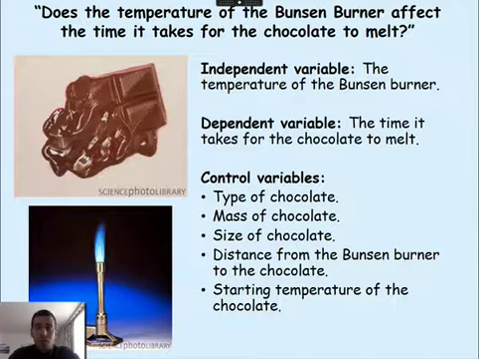Starting temperature of the chocolate. If you had it in the freezer all night, it's going to be very hard, and it's going to take more energy for it to melt than, let's say, if you left it on the windowsill on a sunny day. So the starting temperature of the chocolate will have an effect. And there could be loads more. But all of these would have to be controlled, would have to be kept the same when you are changing the temperature of the Bunsen burner, or else you will not be able to directly link your independent variable to the dependent variable.